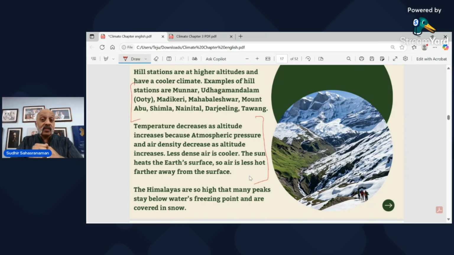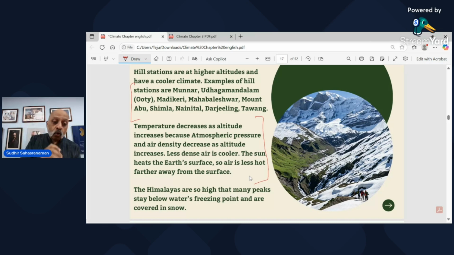We have studied that in our science lectures. And also the air density goes down, right? Less dense air is cooler. The sun heats the Earth's surface, so air is less hot further away from the surface, right? So that's how on the mountains, you find it is becoming more and more cold.